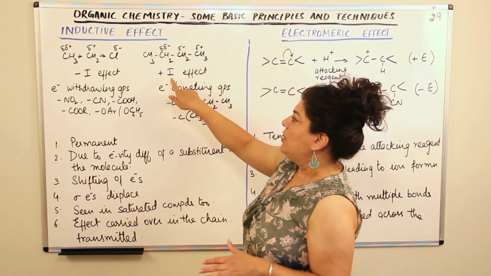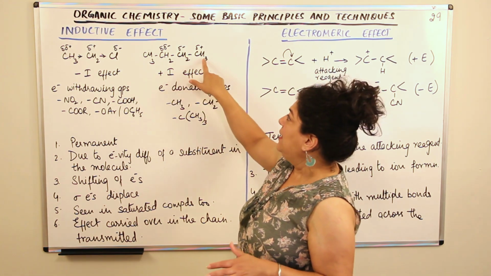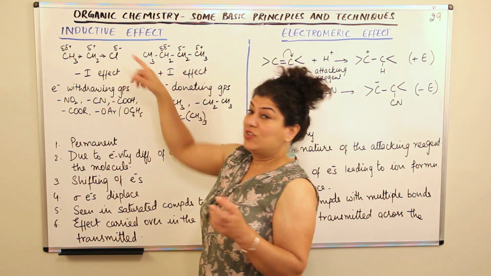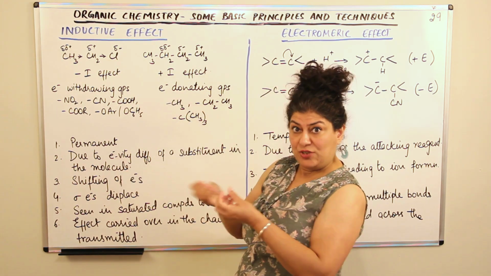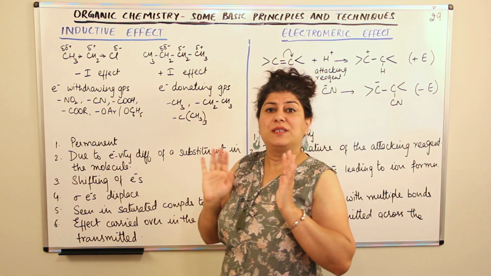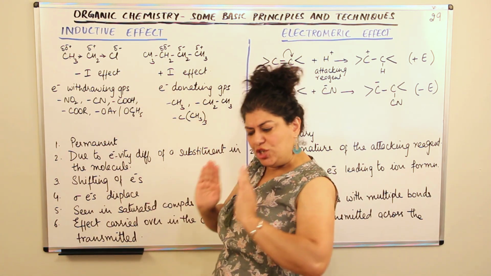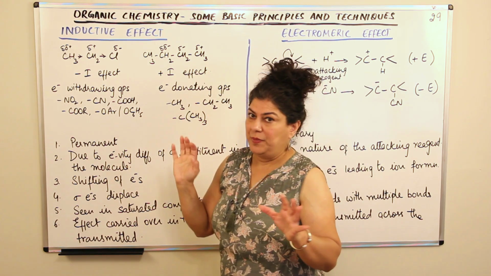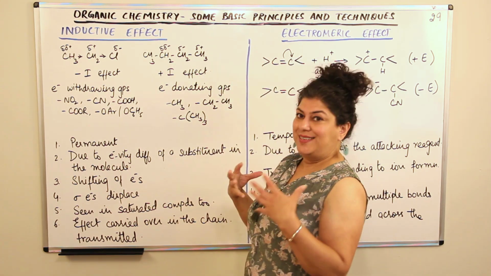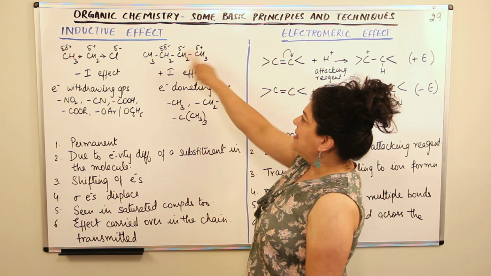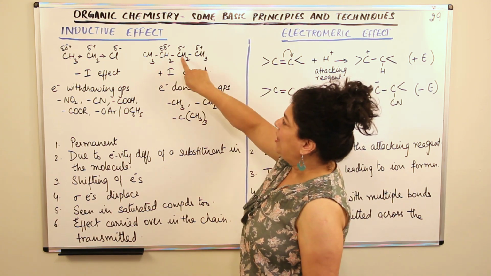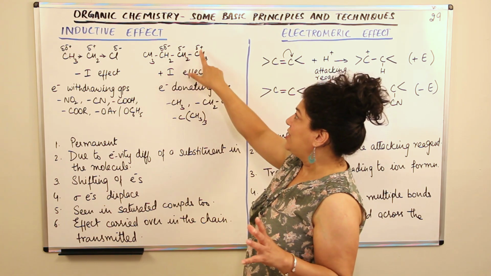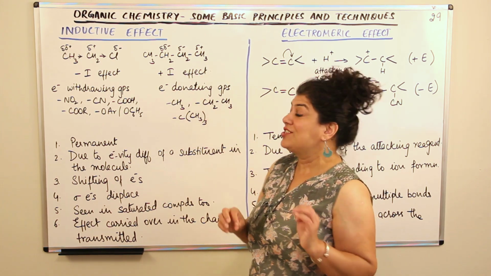On the other hand, in plus I effect, what do we see? Chlorine was an electron withdrawing group, it was pulling electrons towards itself. The methyl group is an electron donating group, it pushes electrons away from itself, although both of them are carbon. But the methyl group has a tendency to push electrons. Since it pushes electrons in the carbon chain, negative charge increases. This carbon gets negatively charged and this carbon becomes positively charged.